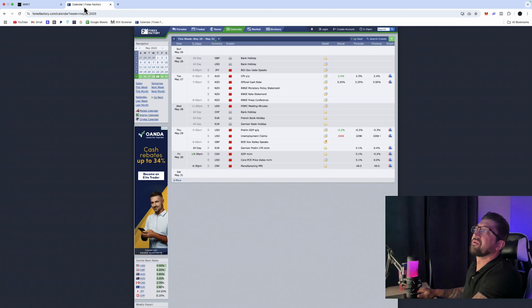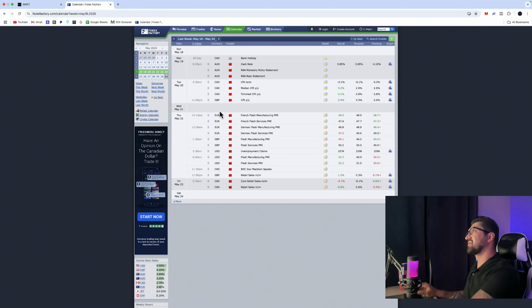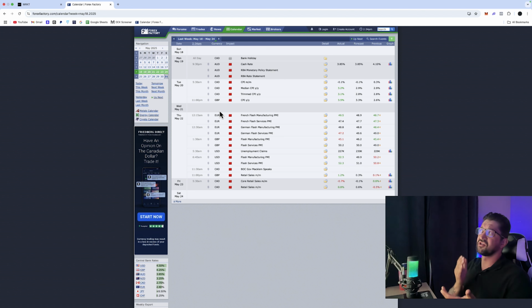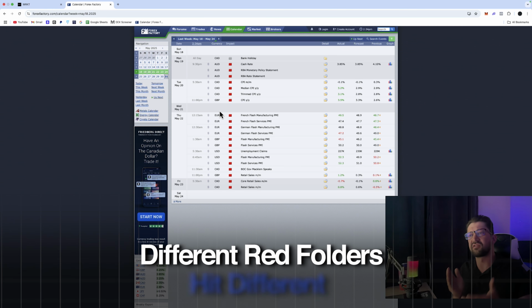Let's kind of talk about the other tool we use, and this one is called Forex Factory. This is free. You can see there's a lot of red folder news. Now, a lot of people are going to tell you don't trade red folder news. Probably not horrible advice. What I want you to understand is different red folders hit different.